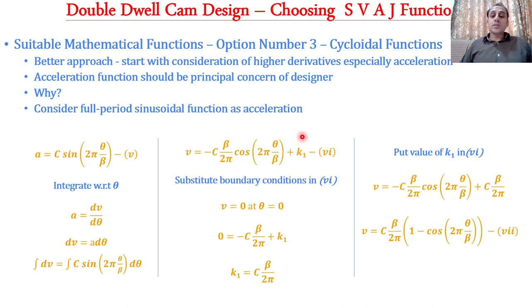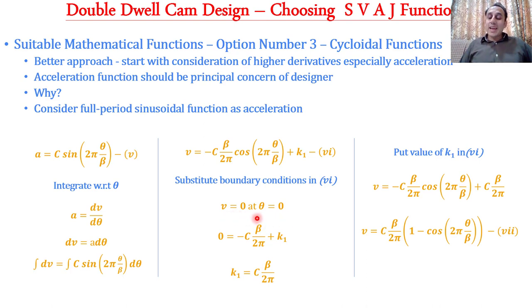In order to get the value of this integration constant, what do we have to do? We have to use a boundary condition. What is the boundary condition related to velocity? That is, when theta is equal to 0. Which theta are we talking about? We are talking about the instantaneous theta of the rise function, meaning the theta from which the rise function is starting. That is the starting point of the rise function. So at the starting point of the rise function, what should be the value of velocity? That should be 0. Because if it's not 0, it means the velocity function is not continuous. And if the velocity function is not continuous and there is an abrupt change in the velocity, what will happen? You will get infinite acceleration.